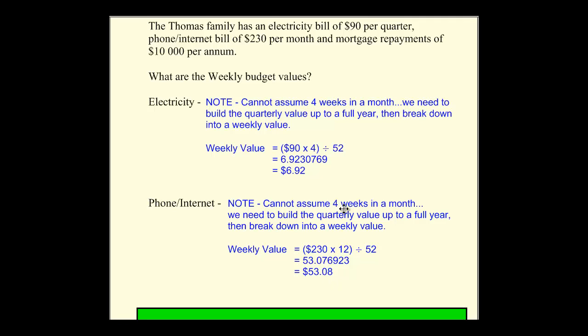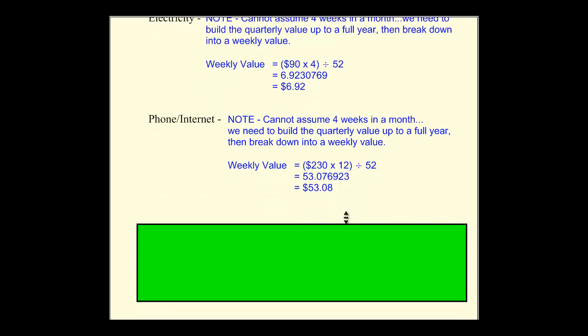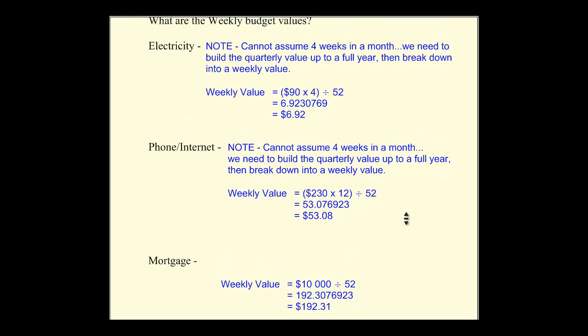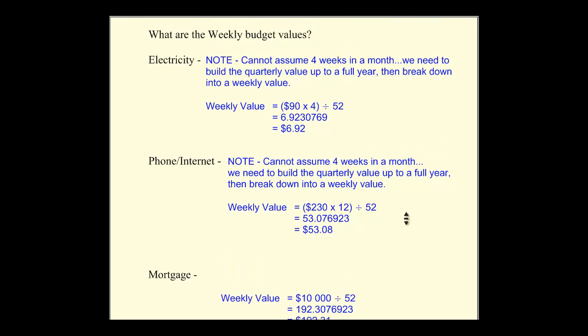The last one is the mortgage repayments of $10,000 a year. This one is the easy one. It's already per year, so we just divide the $10,000 by 52 to give us a weekly value. Rounding that off to a realistic value of dollars and cents, we get $192.31. So this is as hard as it will get.